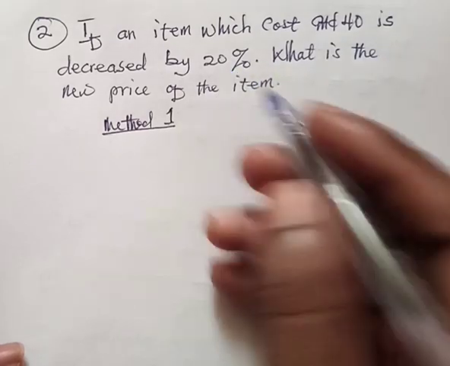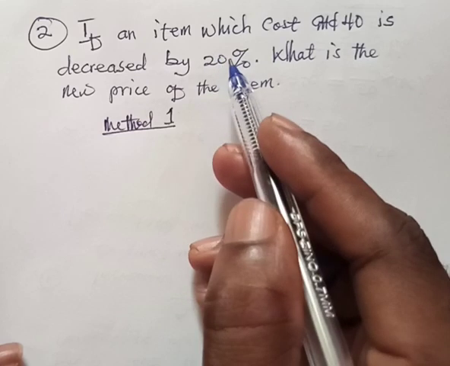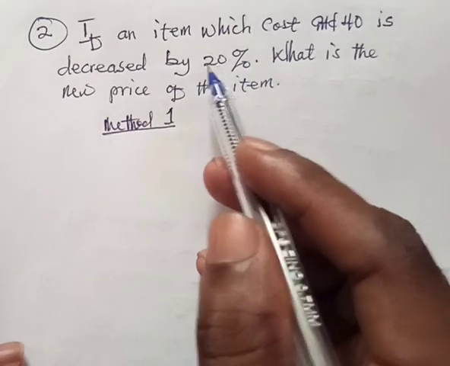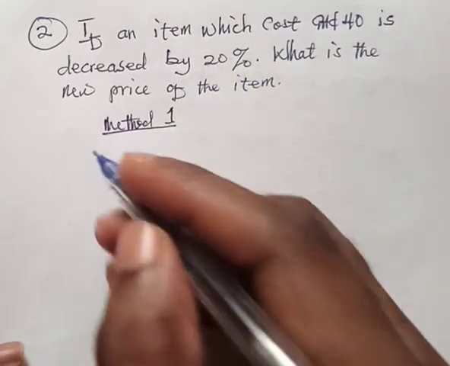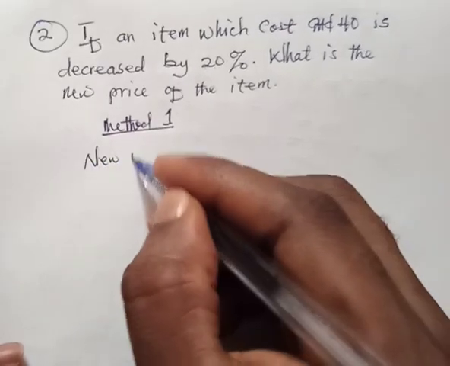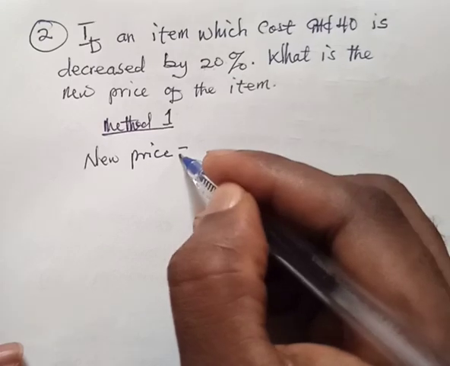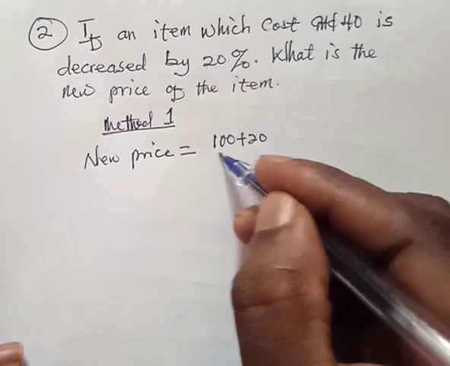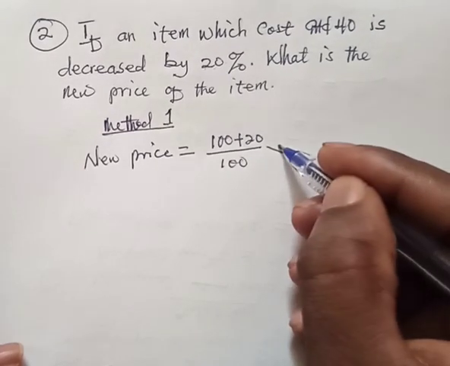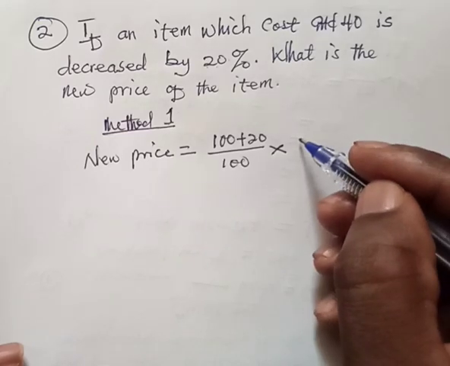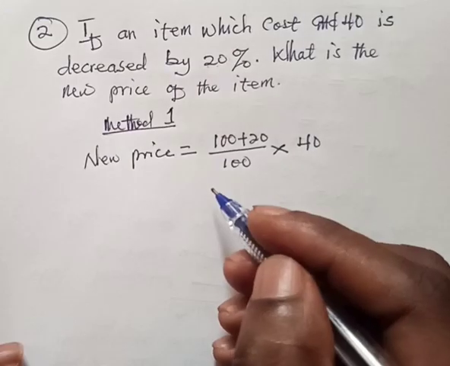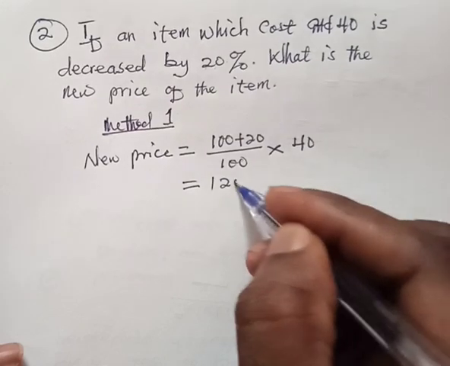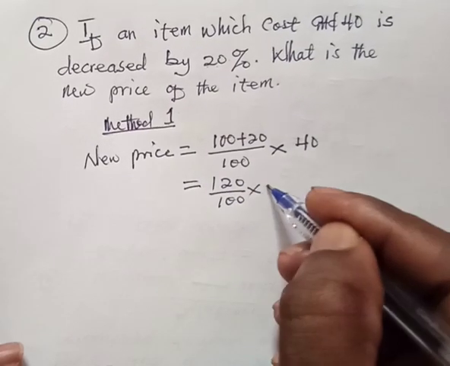Now, remember we said that once you are given this in percentage and you are given the actual amount, you find the B. So where is my B? This is my B, that's 20. So the new price is given by 100 plus 20 all divided by 100 times the original amount, which is the 40 Ghana cedis. So we get 120 all divided by 100 times 40.